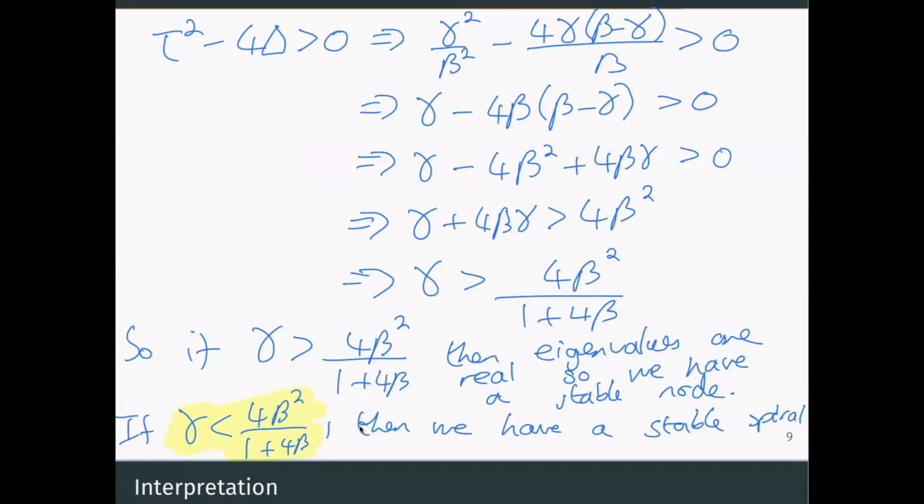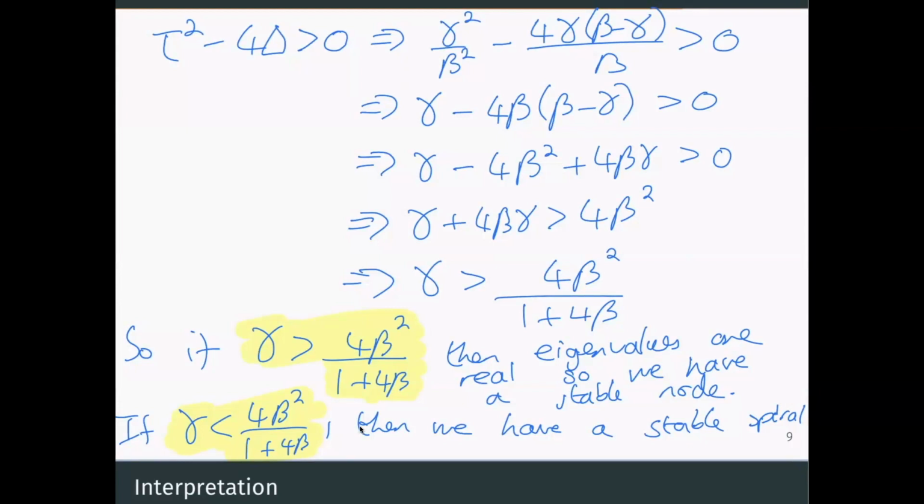And if we have a sufficiently high death rate, so if gamma is above this threshold here, gamma is greater than 4 beta squared over 1 plus 4 beta, then we'll have a stable node, and therefore we won't oscillate all the way into that long-term equilibrium. So if we think about short-term and long-term dynamics, in the long term we have a stable equilibrium, everything tends there. In the short term, depending on whether gamma is sufficiently high or sufficiently low, we will have the population spiraling in if the predator's death rate is sufficiently low. And if the predator's death rate is sufficiently high, then we'll just approach it monotonically.